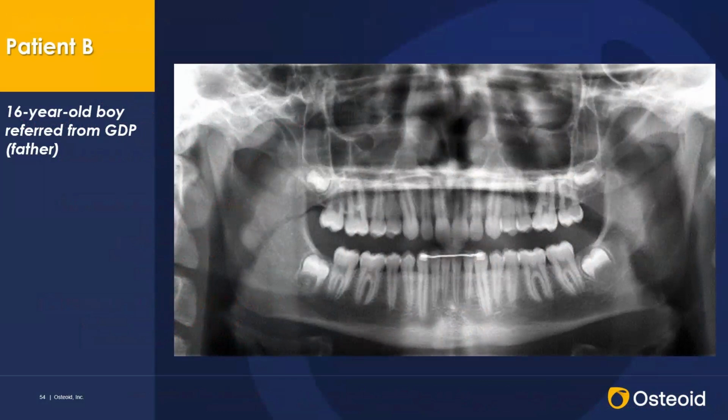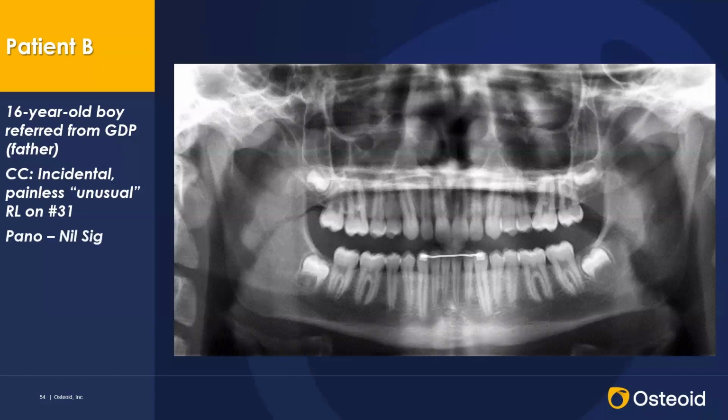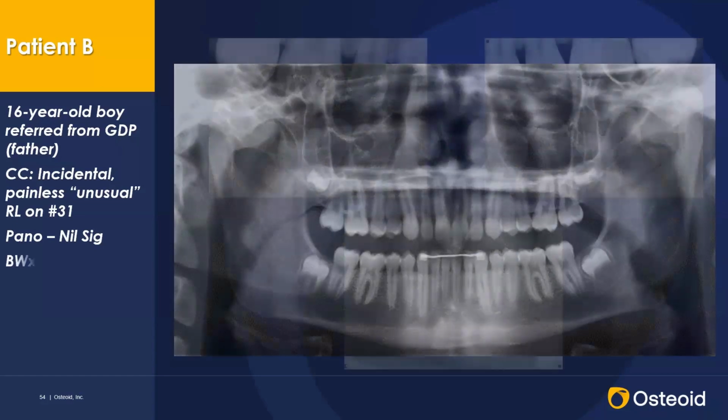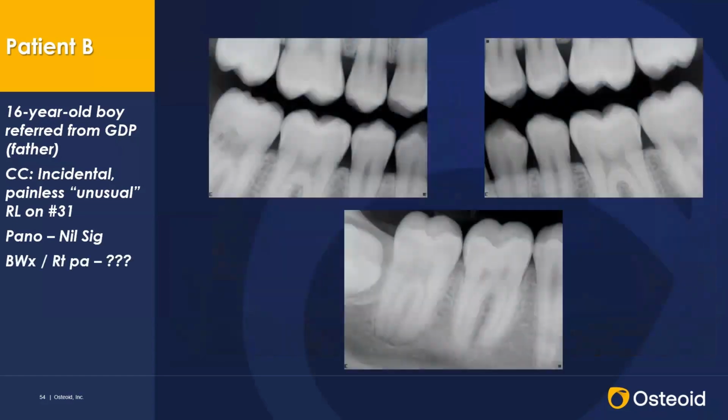This is a 16-year-old boy. Once again, I get a lot of referrals from general dental practitioners, and this is the father of this patient as well. And so they're concerned about an incidental, painless, unusual radiolucency on 31, which is actually within the tooth. On the panoramic, it's quite difficult to determine what's happening. So if we take the bite wing, we can see again that there is something associated with the pulp, pulp size. If we look at the upper left, the bite wing is unusual compared with the opposite side.